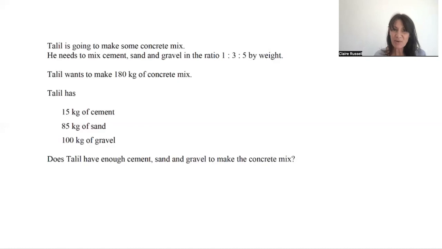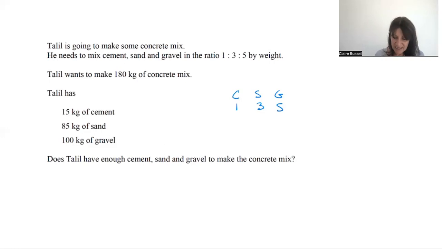Okay, so this ratio question, we are going to set this up so that it's out of that wordy setup that it's currently in and into something a little bit more mathematical. So we've got cement, sand, and gravel. The ratios are 1 to 3 to 5. And we want to make 180 kilograms. And the question is asking us if we've got enough of everything to do that.